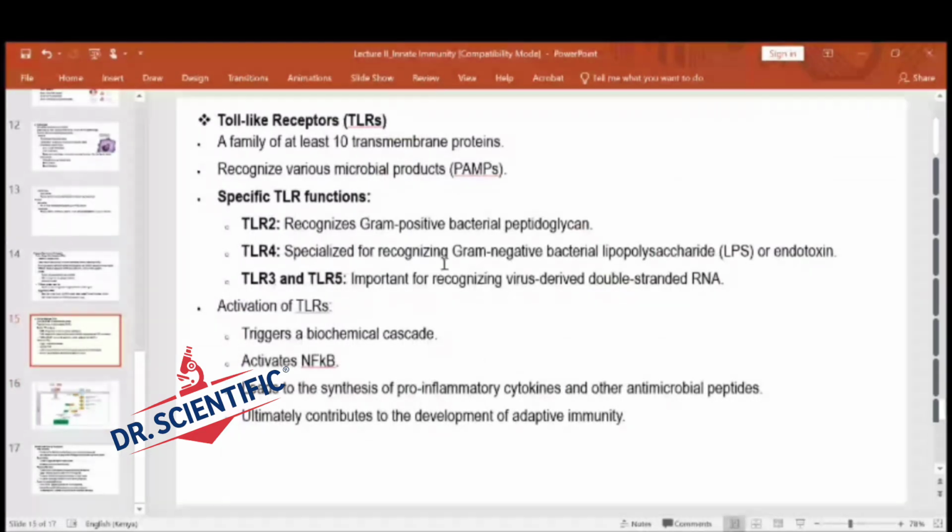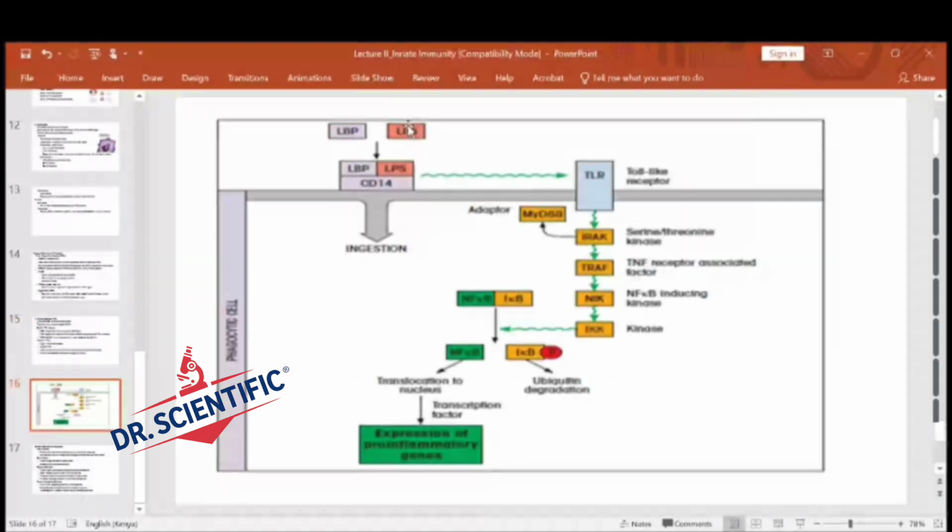Okay, so we just said this is a gram negative, meaning it is recognized via toll-like receptor 4. So this is the cascade that is triggered. This is a gram negative bacteria because it has a lipopolysaccharide. Now it's going to interact with toll-like receptor, which will be toll-like receptor 4. This toll-like receptor 4 will interact with a serine threonine kinase called IRAK. IRAK will interact with MyD88, which is an adapter.